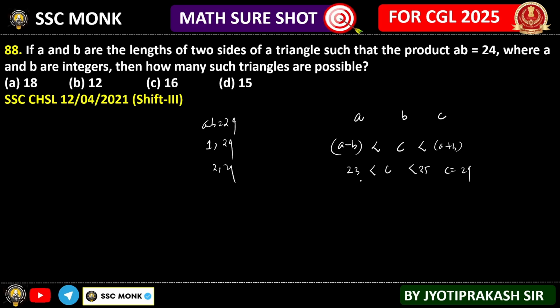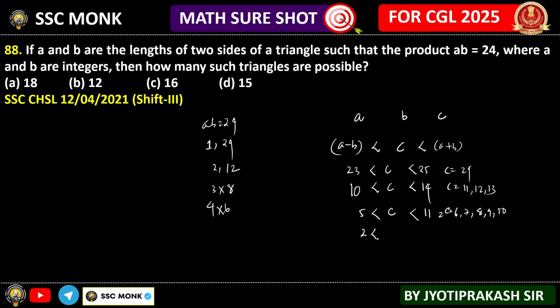For 2 and 12, this will be 10 less than c less than 14, so c is 11, 12 and 13. Then it is 3 into 8. So this is 5 less than c less than 11, that means 6, 7, 8, 9, 10. These are the number of possible c values for triangles. Then 4 into 6. That is equal to 2 less than c less than 10: 3, 4, 5, 6, 7, 8, 9.